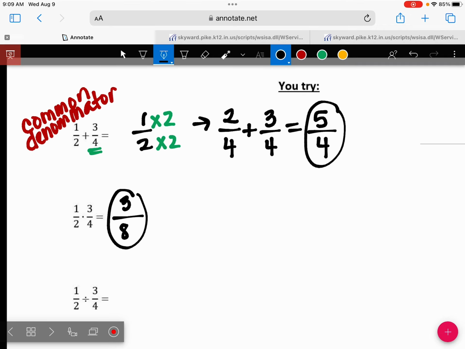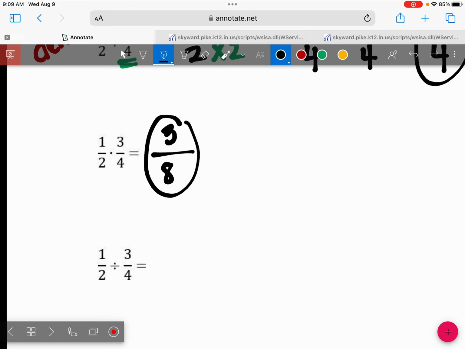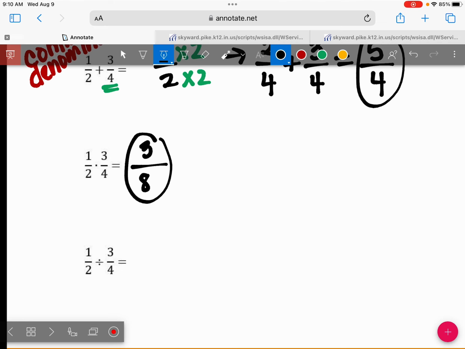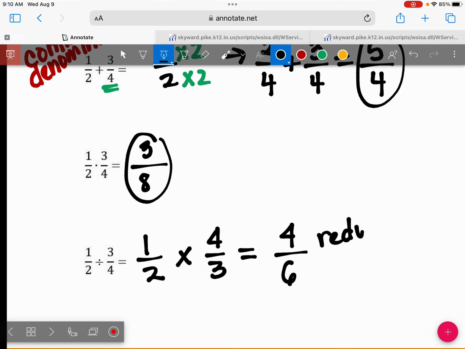But when you divide, we have to do our keep, change, flip. So we're going to keep the 1/2, change it to multiplication, and then flip the 3 over 4 and make it 4 over 3. And that gives us 4 over 6, which we can reduce. We always see if we can reduce. And that reduces down to 2/3, because that would be your equivalent fraction.